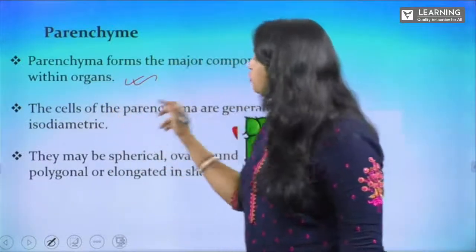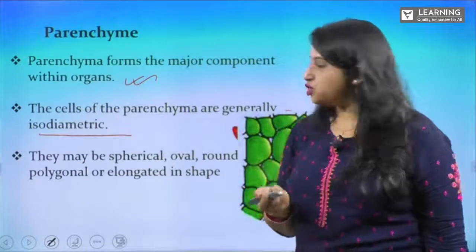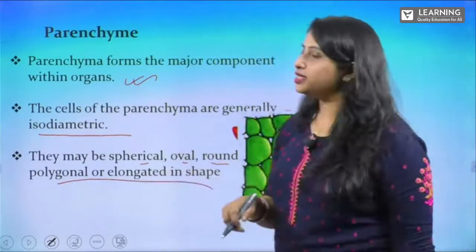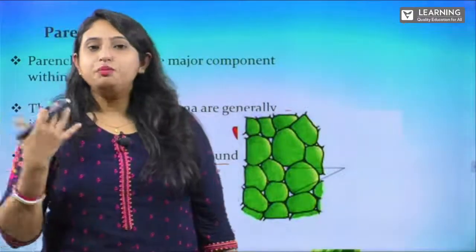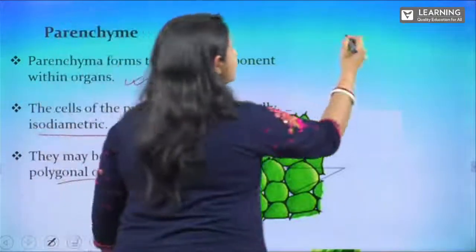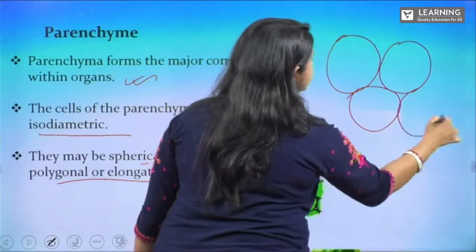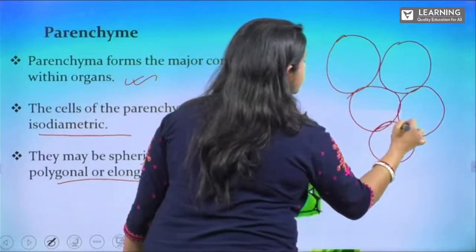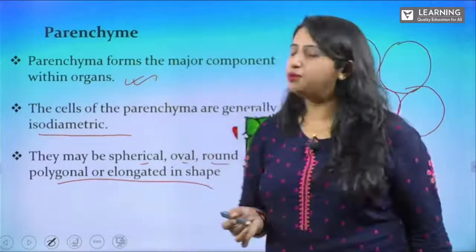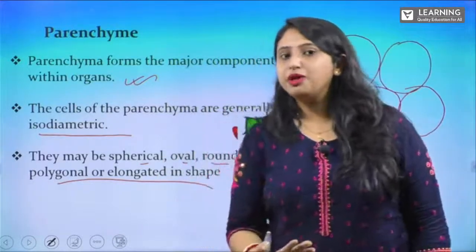The cells of the parenchyma are generally isodiametric. They may vary from spherical, oval, round, polygonal or elongated in shape. There may be presence of intercellular space, or the intercellular space may be absent. The cells of the parenchyma will be like this: some have space, whereas some do not, so they are packed in this manner. Some may be spherical, some oval, and the shape varies from plant to plant. Some may be elongated too.